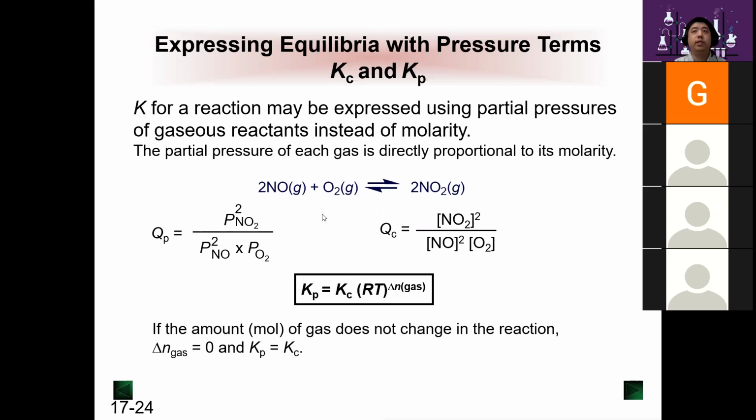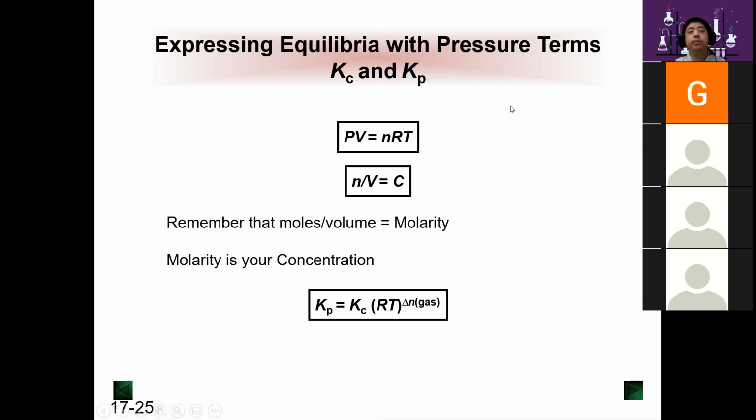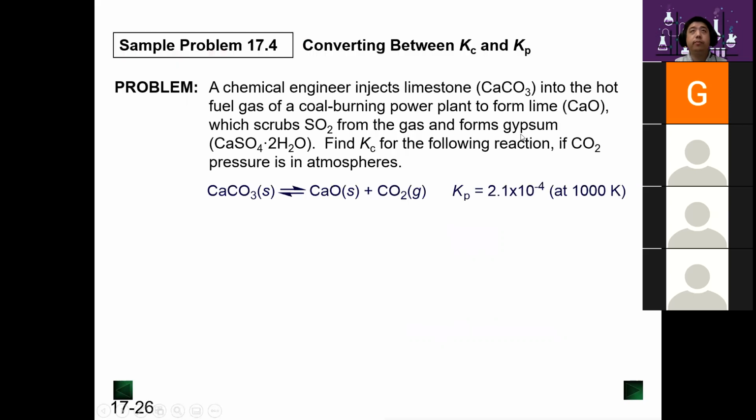Okay, let's continue. Just as I mentioned with PV equals nRT, n divided by V will give you molarity, which is your concentration. Go ahead and take a minute, see if you can calculate this equation right here using that information that you learned about Kc and Kp.